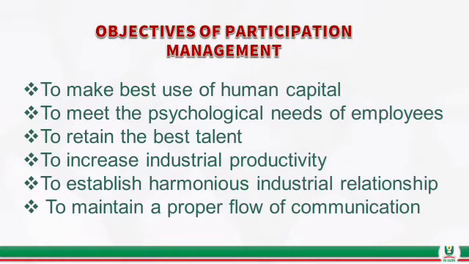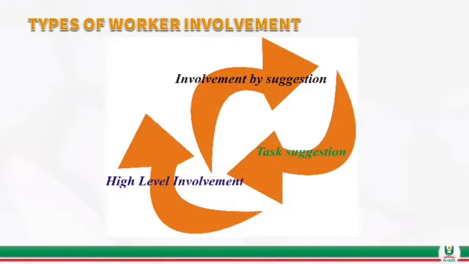Here we can run down the objectives of participation management, and we have to make best use of human capital, to meet the psychological needs of employees, to retain the best talent, to increase industrial productivity, to establish harmonious industrial relationship, and to maintain a proper flow of communication. Types of worker involvement. We have involvement by suggestion, we have task involvement, and we have high-level involvement.